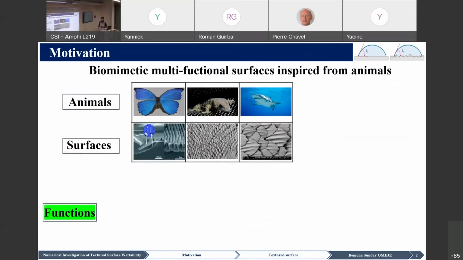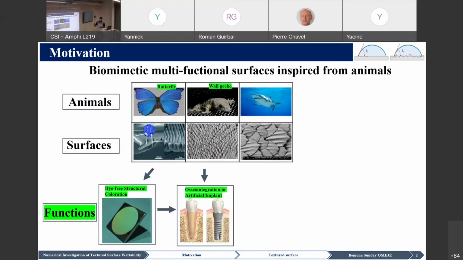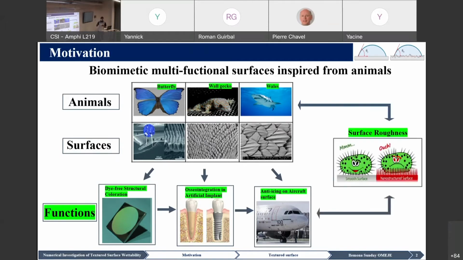Functional surfaces inspired by animals have been used for the advancement of several technological applications. For example, the nanostructure in the skin of a butterfly was adopted in dye-free structural coloration, the foot of a gecko inspired promotion of the osseointegration process in artificial implants, and the skin of whales was adopted as an anti-icing coating on aircraft surfaces. So we can summarize by saying surface roughness is an important ingredient in surface functionalization of a material.